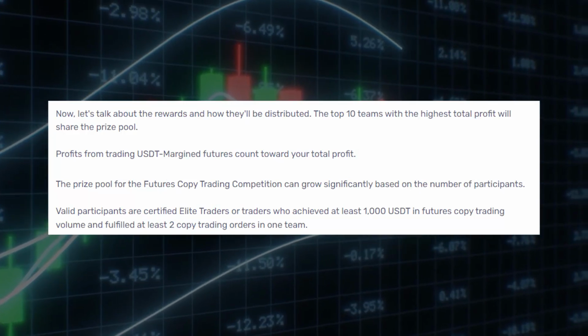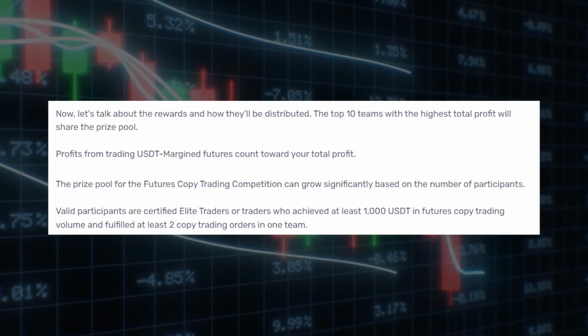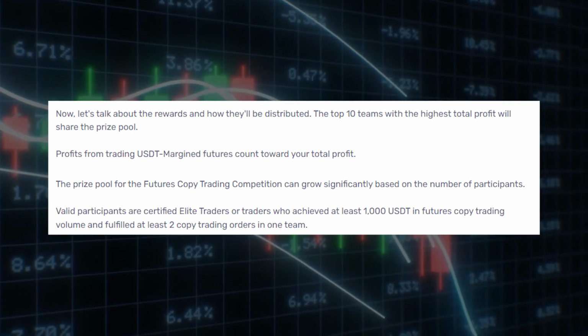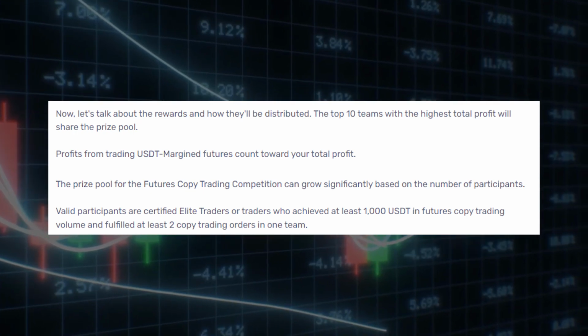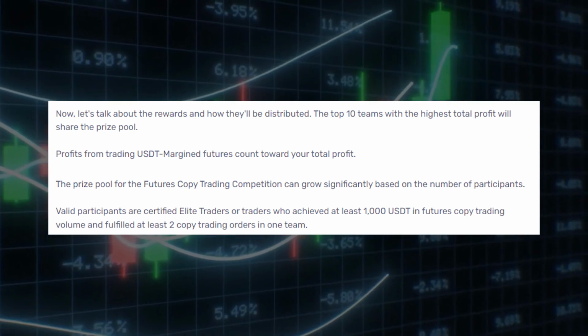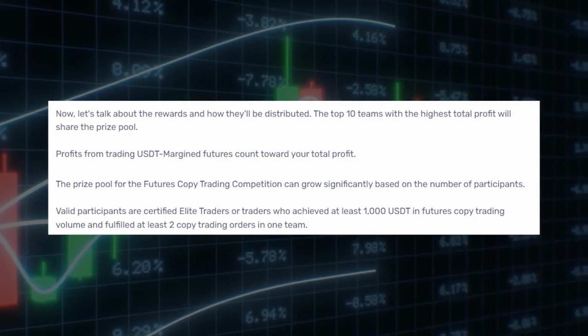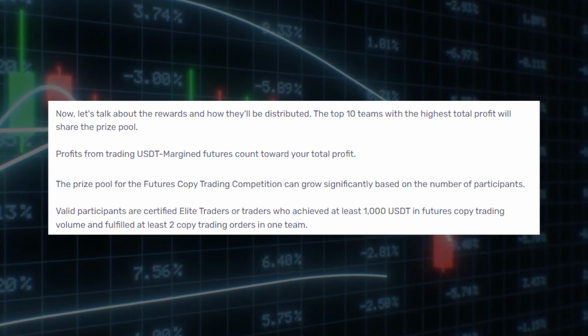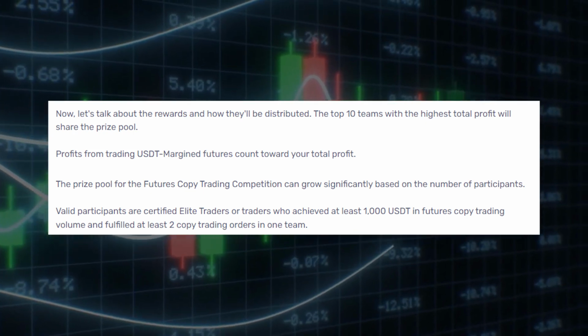Now, let's talk about the rewards and how they'll be distributed. The top 10 teams with the highest total profit will share the prize pool. Profits from trading USDT margin futures count toward your total profit. The prize pool for the futures copy trading competition can grow significantly based on the number of participants. Valid participants are certified elite traders or traders who achieved at least 1,000 USDT in futures copy trading volume and fulfilled at least 2 copy trading orders in one team.